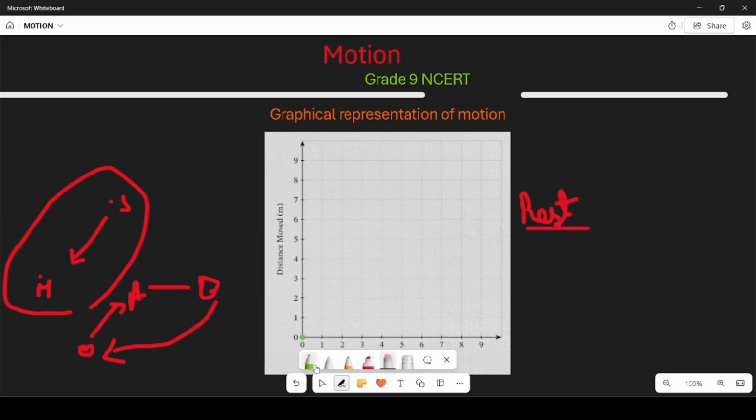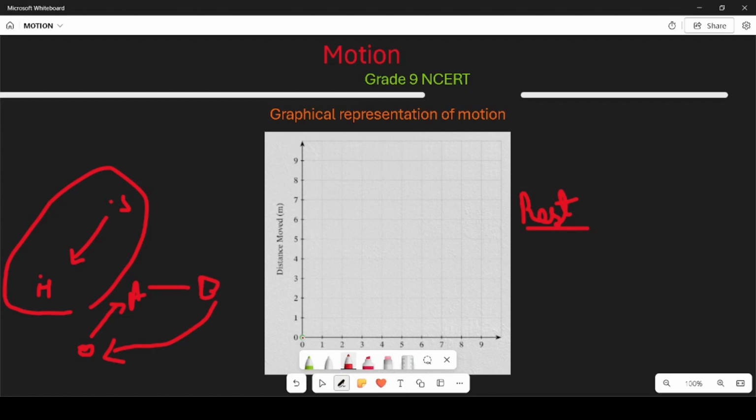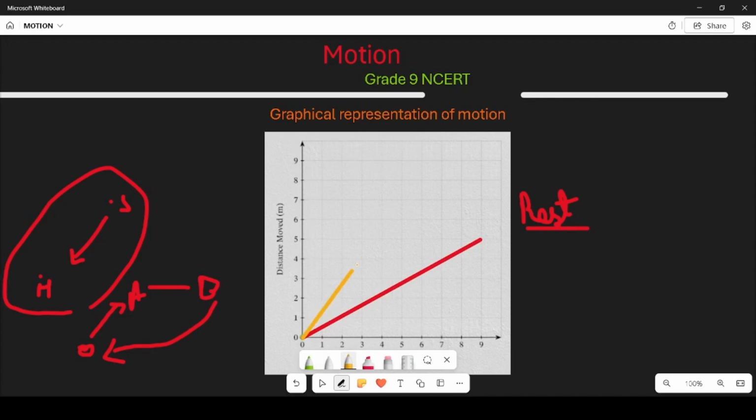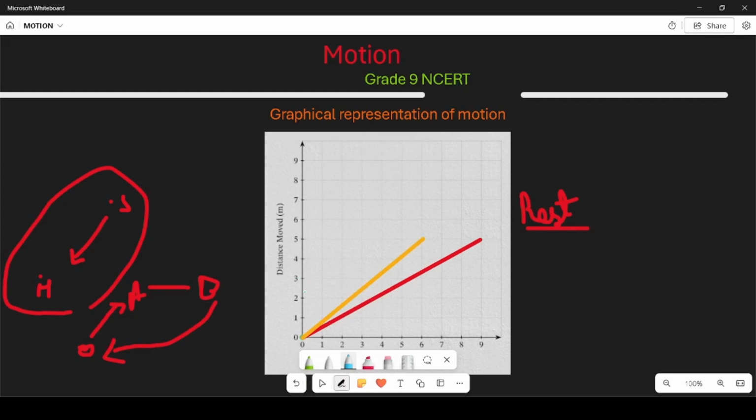Let's say in the exam they ask you to clearly show how object A is faster than object B. So let's say object A does 5 meters in 9 seconds, and object B does the same 5 meters in 6 seconds. Now you're gonna draw a line, let's say at 3 meters, anywhere. You can draw it anywhere below 5 and above 0.